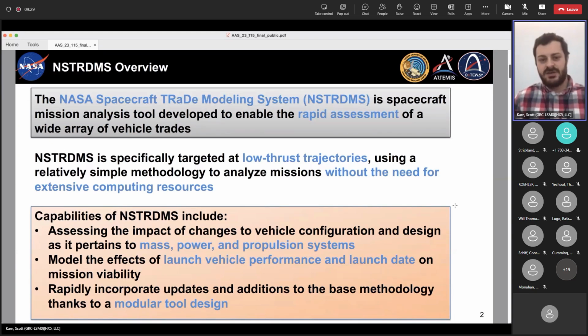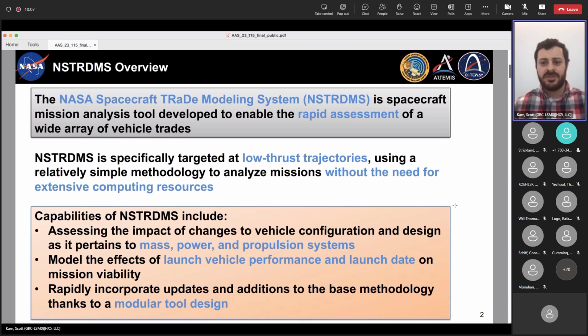NSTRDMS is a rapid analysis tool that was developed at Glenn primarily to fill a capability gap in terms of the tools that we have available to our team on the Power and Propulsion Element Mission Design team. With PPE, we're focusing primarily on low thrust trajectories, and the nature of those is that they're relatively resource intensive, both in terms of computing power and in terms of man hours, just analyst time. Running an extensive set of trades on low thrust trajectories can be really difficult without large computing resources.